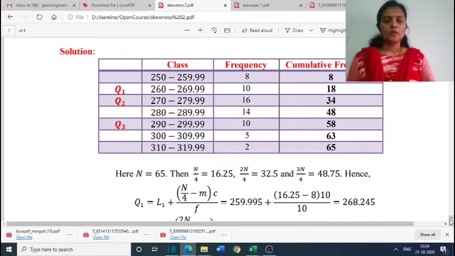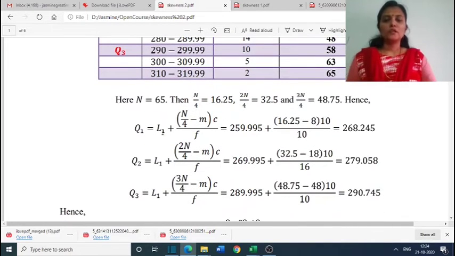So now we have the formula. Q1 is equal to L1 plus n by 4 minus m into C by F. L1 is the lower limit of the quartile class, 259.995, plus n by 4, 16.25, minus m, the cumulative frequency just above the class, that is 8. F is the frequency of the corresponding class, that is 10, into C, the class length, equal to 10. So the answer is 268.245.